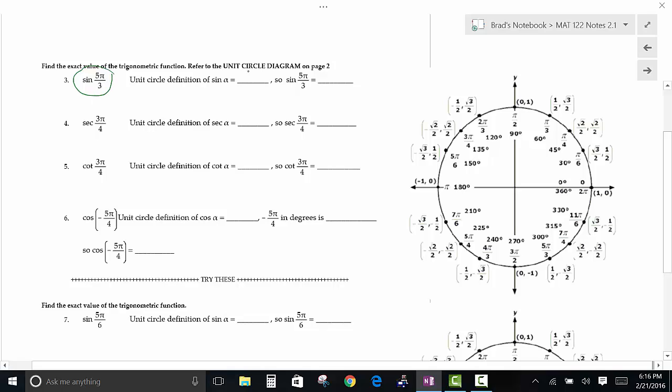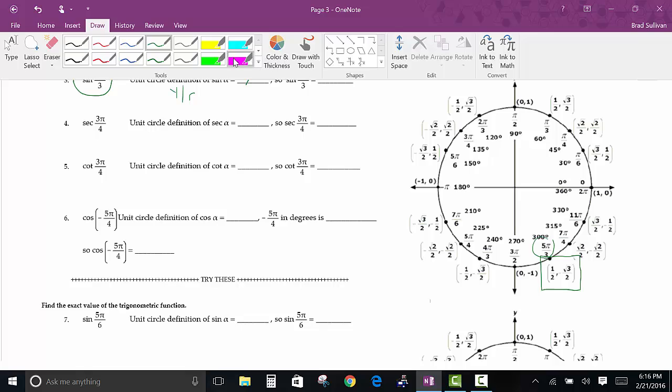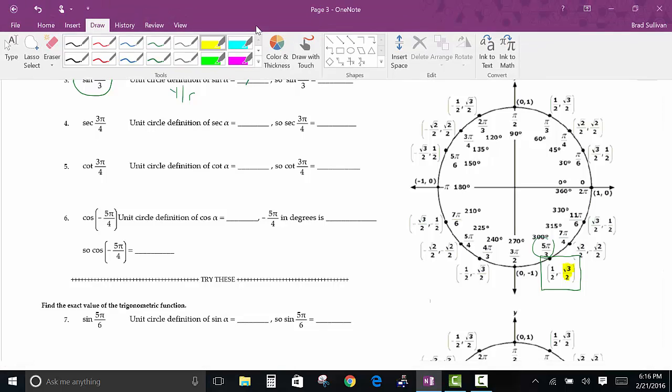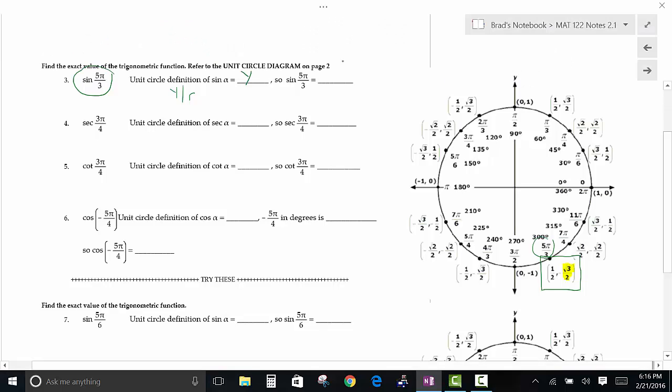So what you do on a unit circle is you just look at the y value. You don't have to look at y over r anymore because we know r is 1 in a unit circle. So if you go to your unit circle and locate 5 pi over 3, then we're really looking at this point right here. We're looking for the y value of this point. So that means the sine of 5 pi over 3 is going to take on the value of square root of 3 over 2.